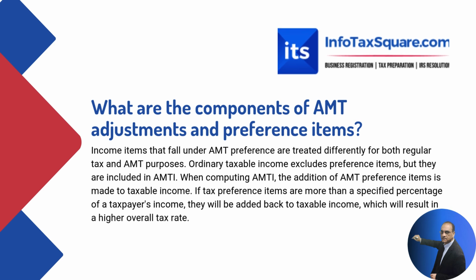What are the components of alternative minimum tax adjustments and preference items? Income items that fall under AMT preference are treated differently for regular tax and AMT purposes. Ordinary taxable income excludes preference items, but they are included in AMTI. When computing AMTI, the AMT preference items are added to taxable income. If tax preference items are more than a specific percentage of a taxpayer's income, they will be added back to taxable income, which will result in a higher overall tax rate.